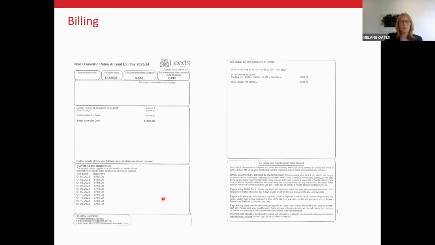Just as a quick look at this bill, you will have your payment instructions on your bill. Now, this is set out in 10 instalments. Just a quick thing to say is that it will usually be set out in 10 instalments, but you do have the right to ask the billing authority to change that to 12 instalments if you feel that helps your cash flow with your business. So that is one matter that you can have altered by the billing authority.